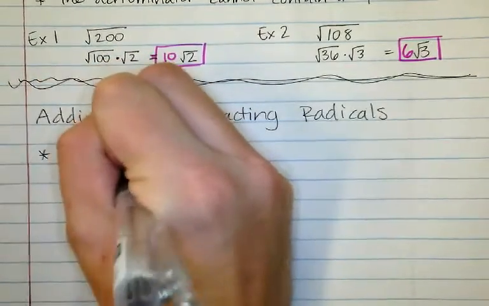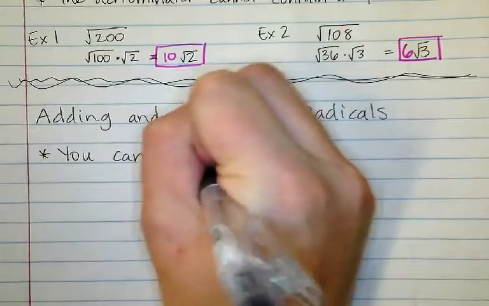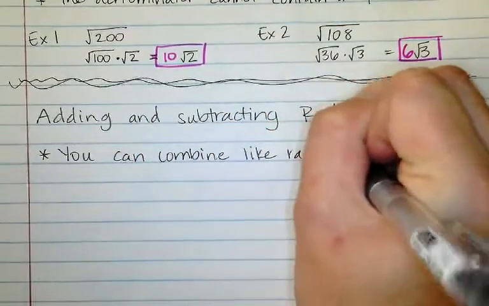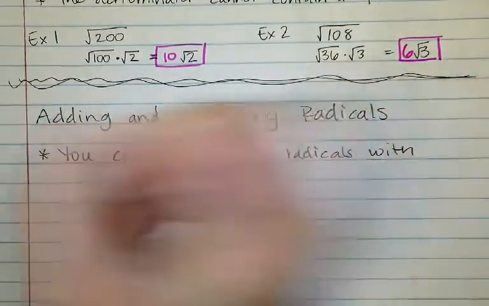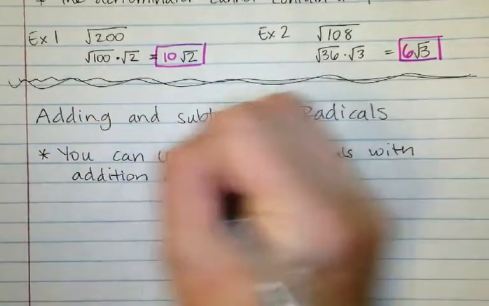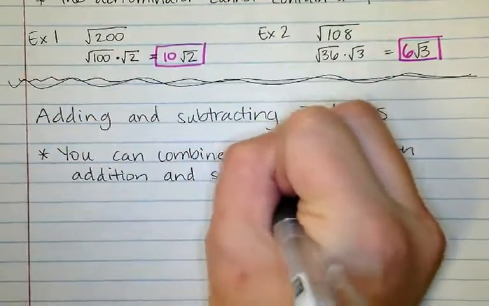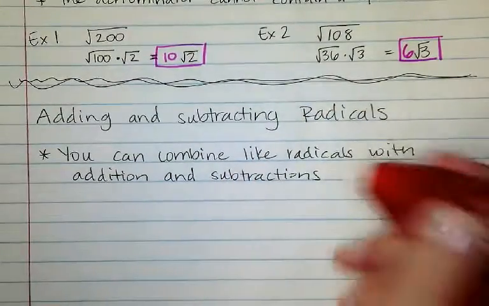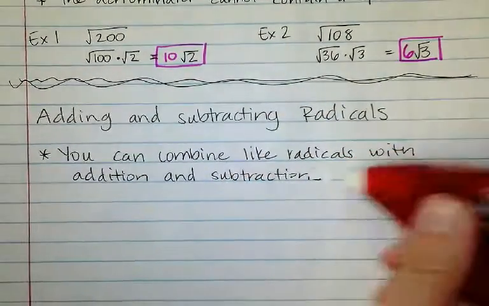You can combine like radicals with addition and subtraction. Okay? Whoops, not subtractions, but just subtraction. Yay, English. Alright.